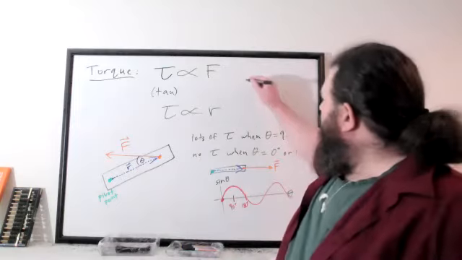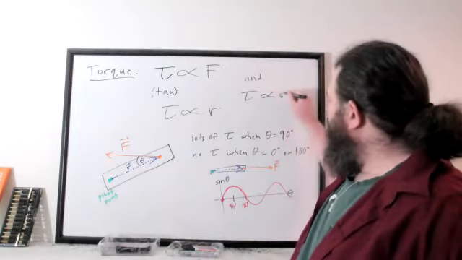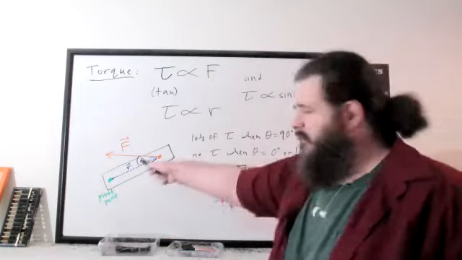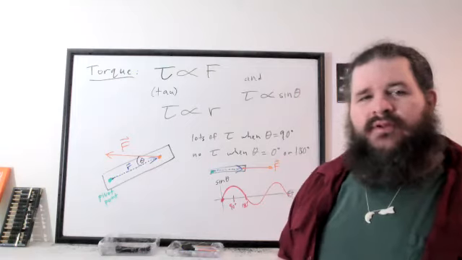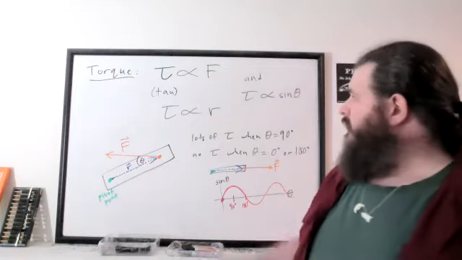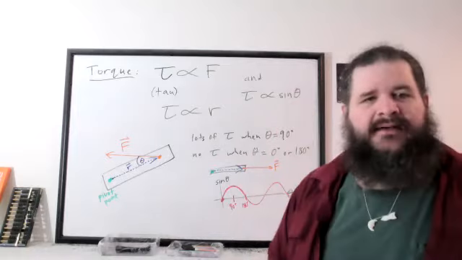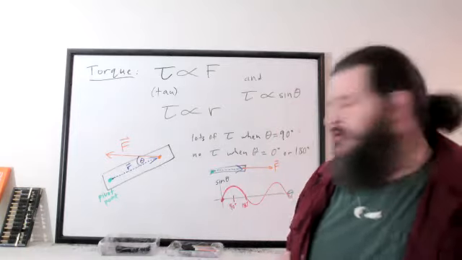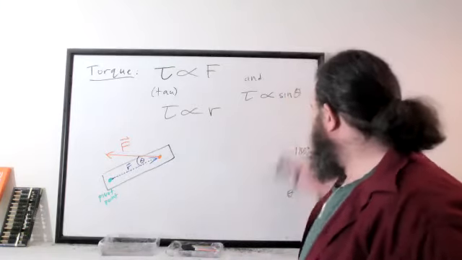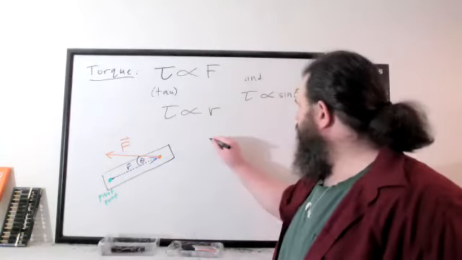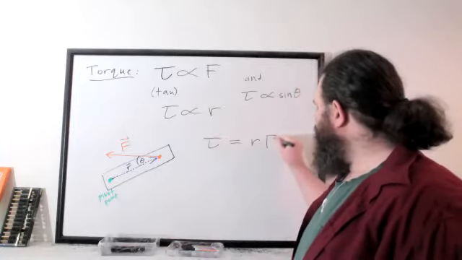So we can also say that torque is proportional to sine of the angle between the radius and the force. And those should be the only things it depends on. All that matters is how much force you apply, where you apply it, and in which direction you apply it. So that means we can just multiply these together to get an effective formula for torque. That torque is defined as radius times force times sine theta.